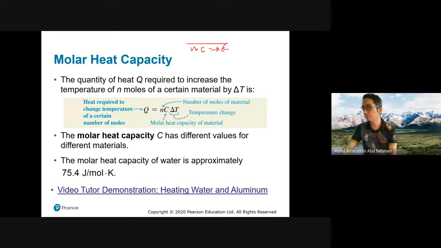This is the relationship: mass times the specific heat equals the number of moles times the molar heat. So mc, with small c, equals n times capital C. That's the relationship between specific heat and molar heat. For the molar heat, Q equals nC delta T. The molar heat of water is 75.4 joules per mole Kelvin.